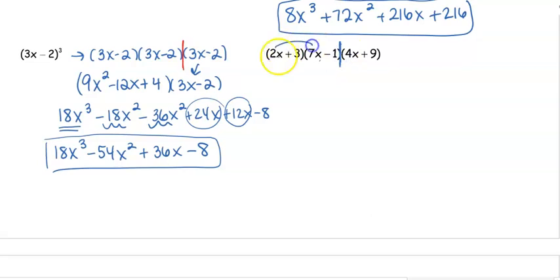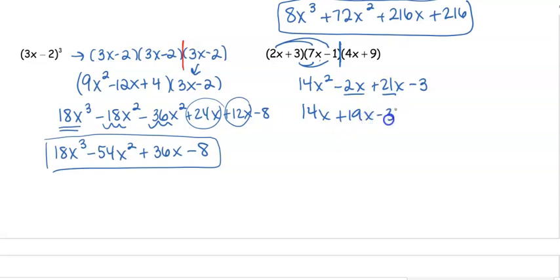So we start by distributing. 2x times 7x is 14x squared minus 2x. And then we distribute 3 times 7x, that's 21x, minus 3. We go ahead and combine those like terms in the middle. We can't forget to bring down that last binomial for multiplication. And we start our distributing all over again.